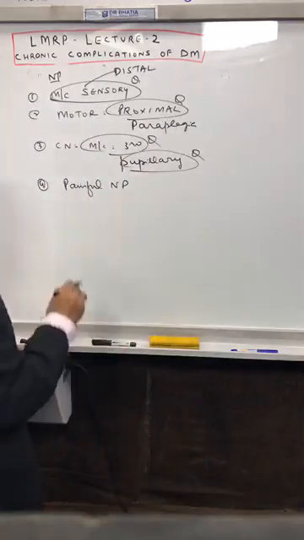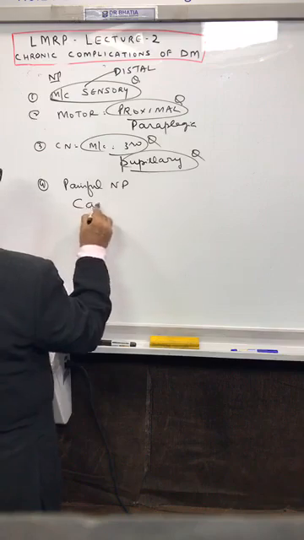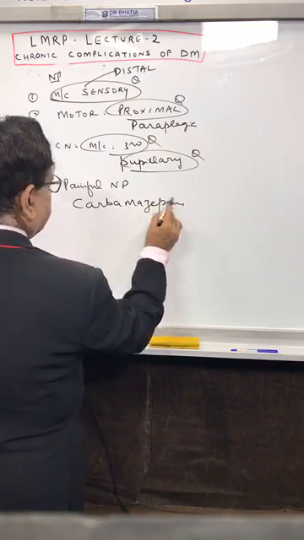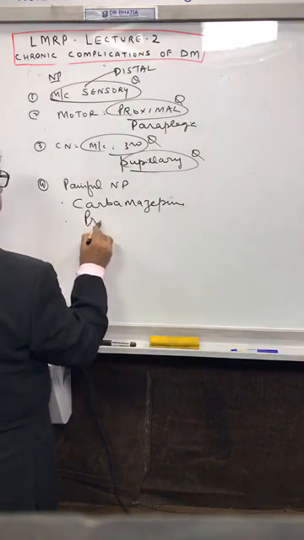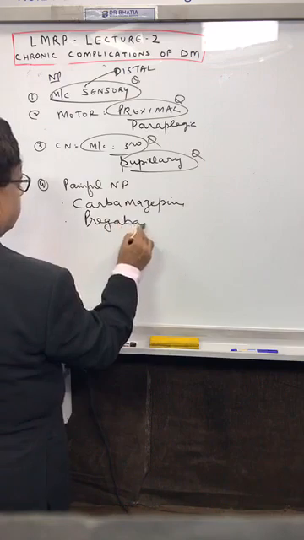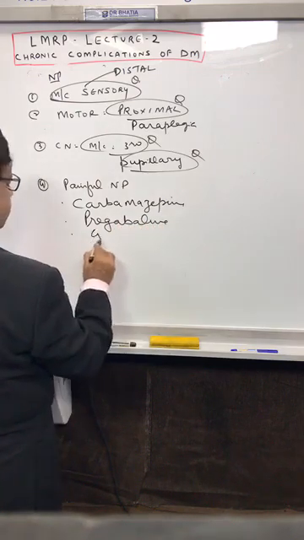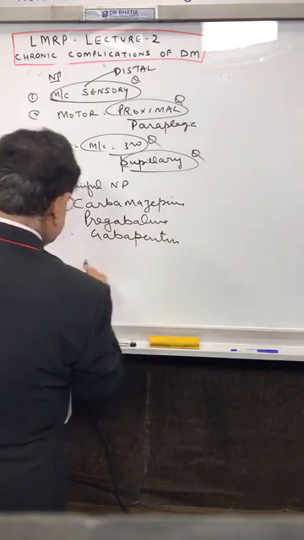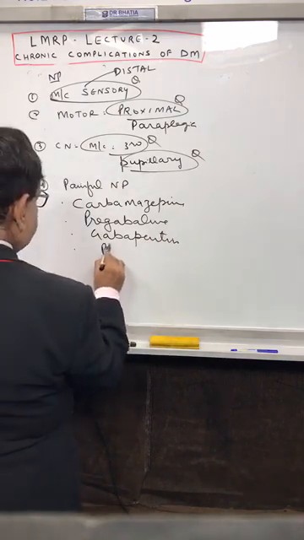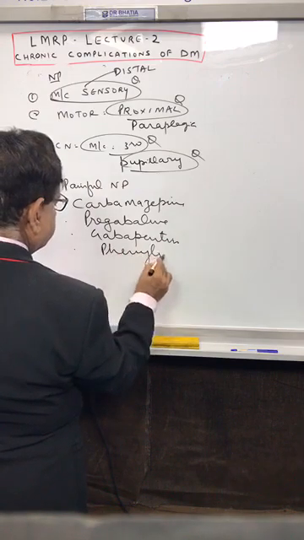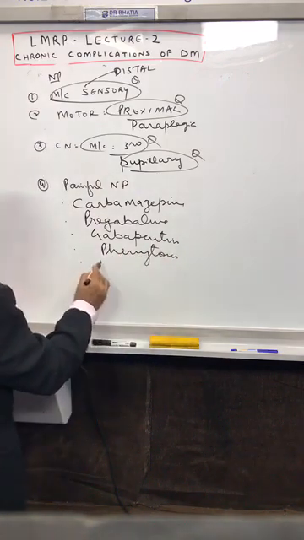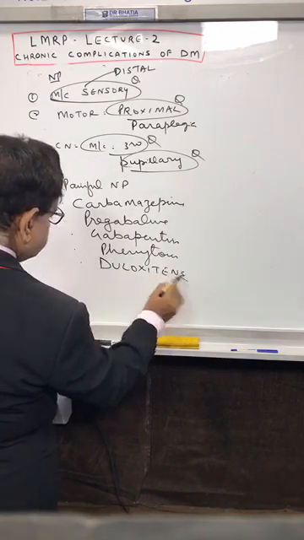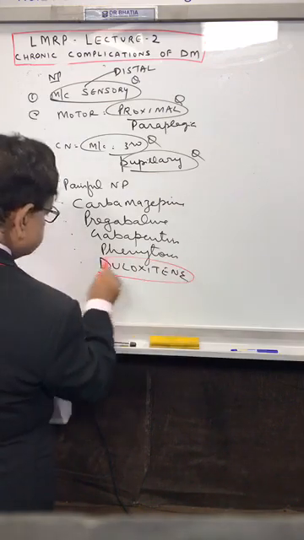You can treat this patient with carbamazepine, you can use pregabalin, gabapentin, okay, we can even use phenytoin also. And the new drug is duloxetine. This is the latest drug which has been introduced.